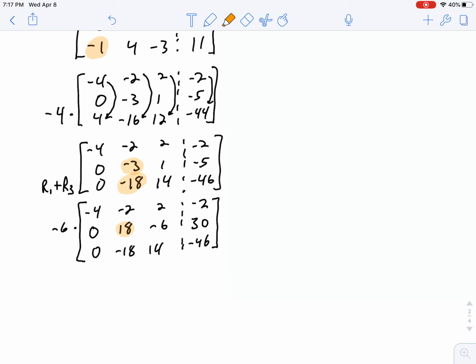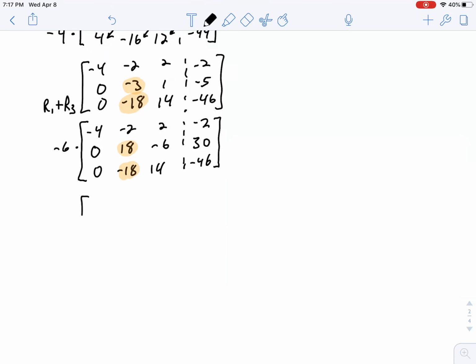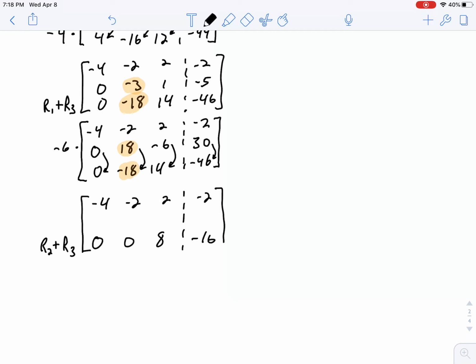Now, hopefully you see the 18 and the negative 18, those will cancel each other out. So, I'm not trying to change the top row yet. I'm going to be adding the second row with the third row. That's an R. So 0 plus add downward is 0. Add downward there, you get 0. Add downward here, you get 8. Add downward here, negative 16.